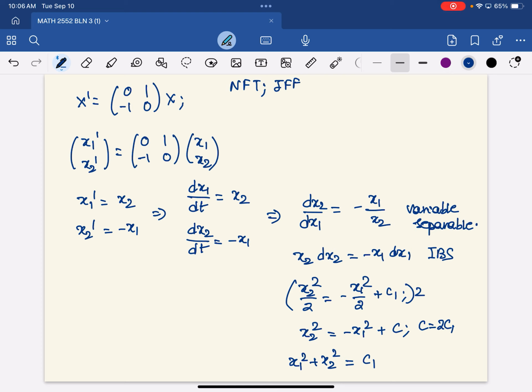Then this tells you that this is a circle with center 0, 0 and radius square root of c. Do you agree with me on that? So you can look at it this way. You can justify it using variable separable, that your solution trajectories are always circles centered at 0, 0. You see that? It can be done.